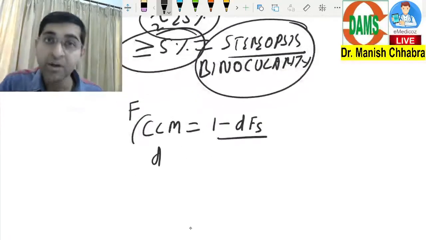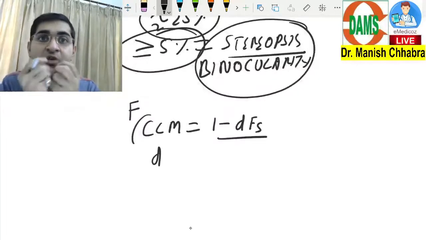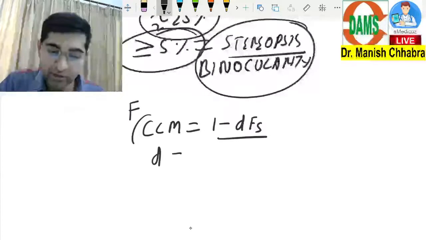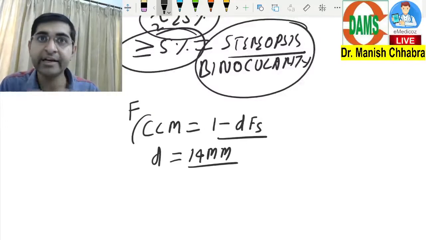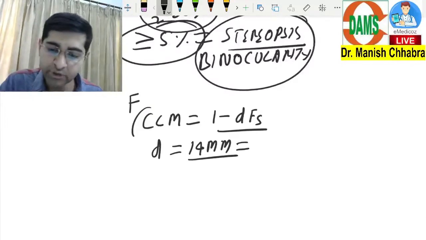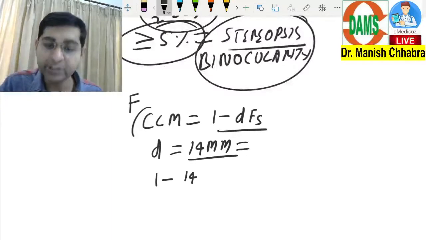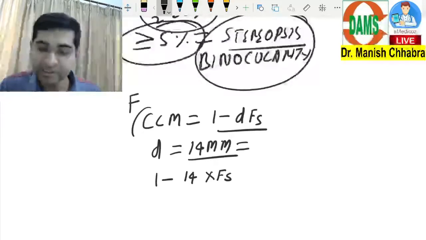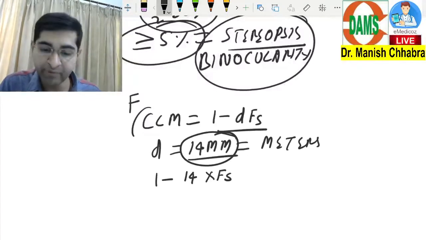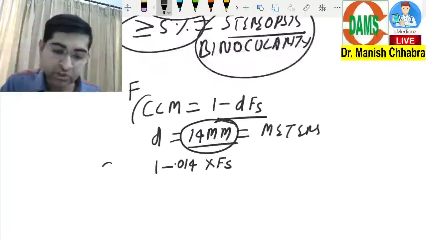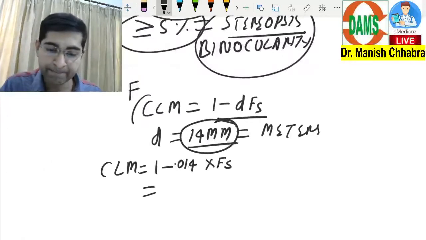D is the distance of the contact lens from the cornea. Normally it is 14 millimeter. So the distance of the contact lens from the cornea is 14 mm. So contact lens magnification is 1 minus 14 mm into the power of the spherical glasses. Here mm is taken into meters, so 14 mm will become 0.014 meters, right?